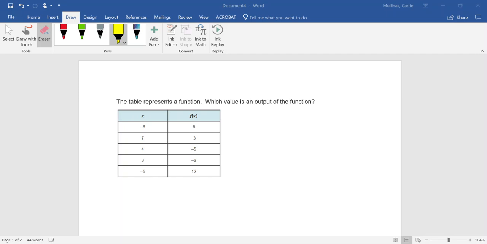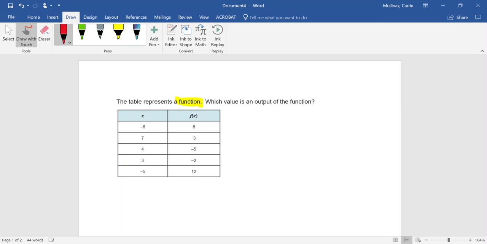I want to take a few minutes to talk about input and output and function notation. So we have a table here that represents a function. Anytime we talk about representing a function, that means each input has exactly one output. So we see -6 is only paired with 8. We don't see anywhere else where -6 is paired with a different value. That's what the function definition is. Each input has exactly one output.